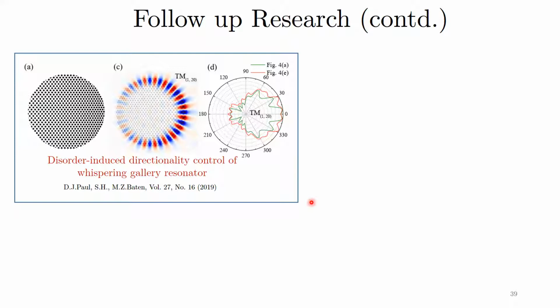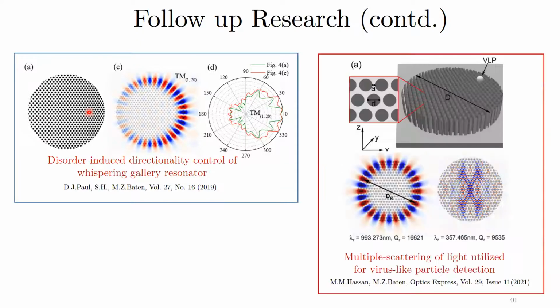It has a finite polar angle over which it gets distributed. So this is called the directionality profile. And we showed that we can control the directionality also by inducing disorder in a system. And later on, this year, we actually used one of the Anderson localized modes of this kind of structure to detect virus-like particles. And this was also reported in Optics Express. And here also the multiple scattering of light was used.